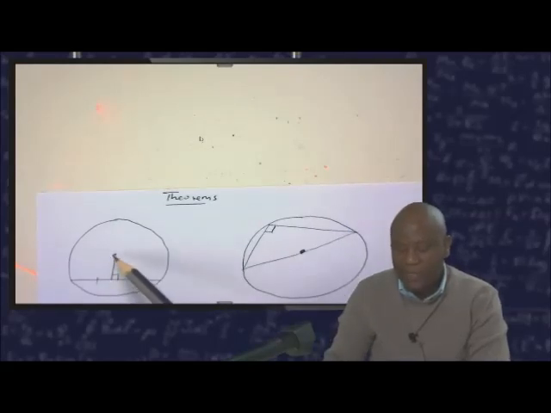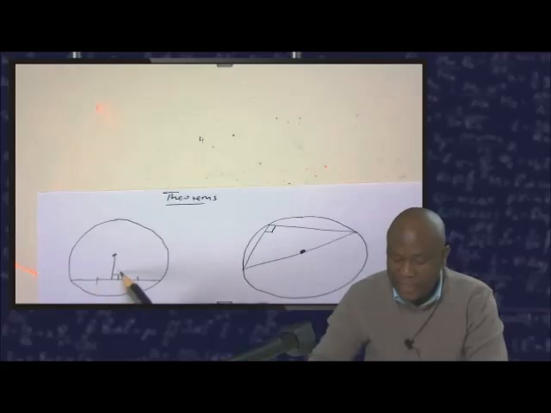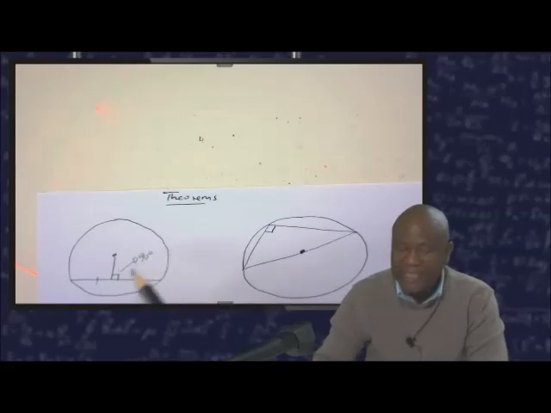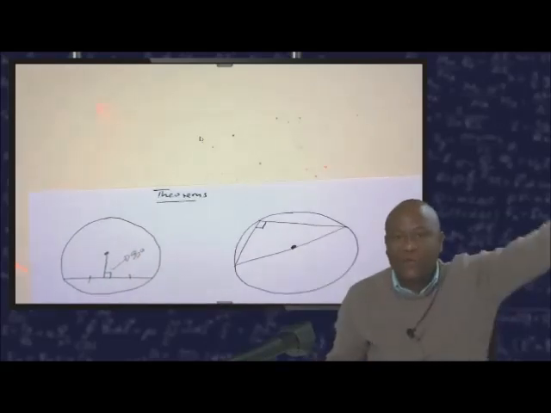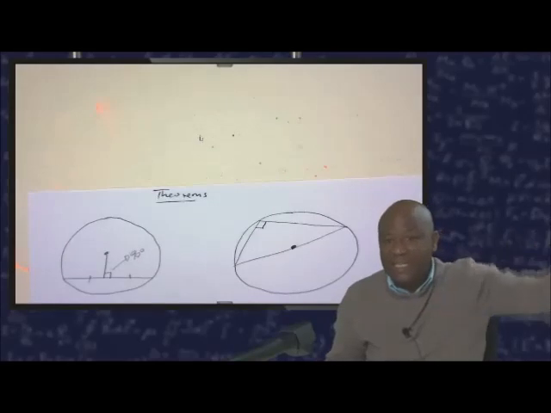This theorem, remember, says the line drawn from the center of the circle perpendicular to the chord bisects the chord. It means it cuts the chord into 2 equal halves. Or the converse may say the line drawn from the center of the circle to the midpoint of the chord is perpendicular, because this sign means 90 degrees.